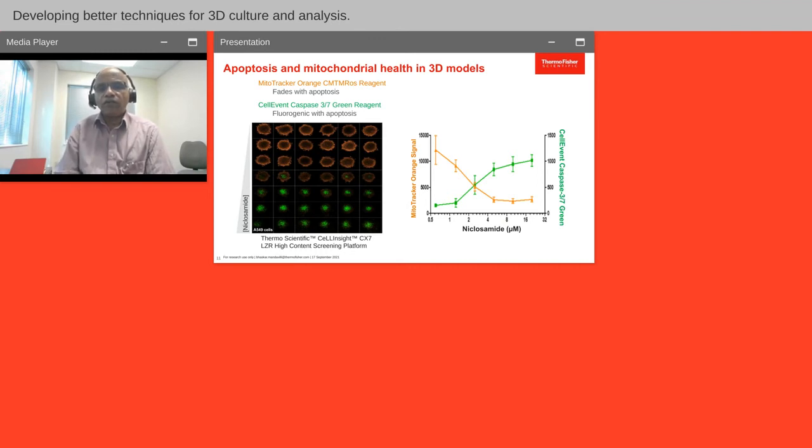You can measure the number of cells that stain with mitochondrial membrane potential dye, and also quantitate the population that stains with caspase reagent to mark the apoptotic cells in the spheroids. As you can see here, with increasing concentration of niclosamide, there is a decrease in the population that stains with MitoTracker Orange, which says that with increasing concentration of niclosamide, the cells are losing mitochondrial membrane potential, and there are more apoptotic cells as seen by staining with the caspase 3/7 reagent.